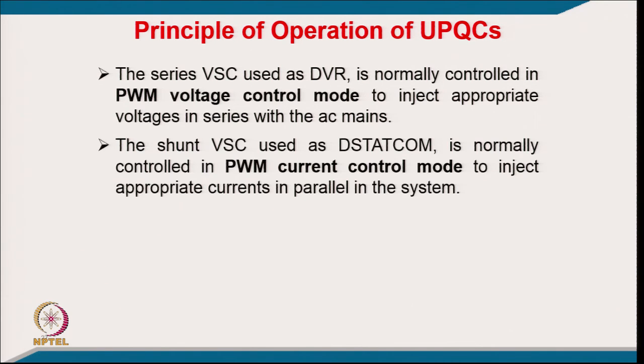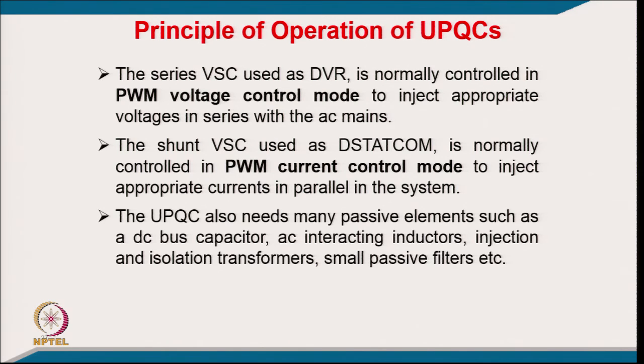And the shunt compensator, shunt VSC used as D STATCOM, is normally controlled in pulse width modulated current control mode to inject the appropriate current in parallel to the load in the system. Like the UPQC, it also needs many passive elements such as a DC link bus capacitor and an AC interfacing inductor, because you are generating a PWM voltage and you have a sinusoidal voltage across the load or in the line.